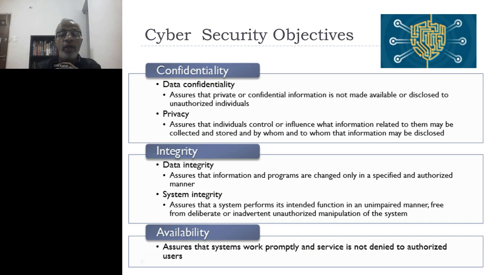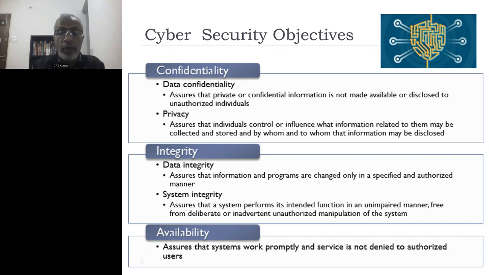Then we have system integrity. So whether the system is intact. It assures that the system performs its intended function in an unimpaired manner, free from deliberate or inadvertent unauthorized manipulation of the system. So what we observe is that viruses and worms may even degrade the system integrity, because some of the programs may not be functioning as they are expected to.